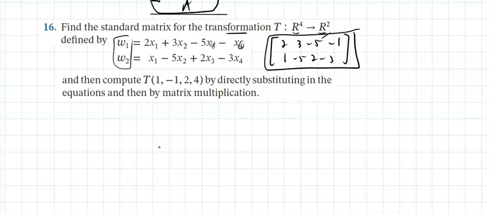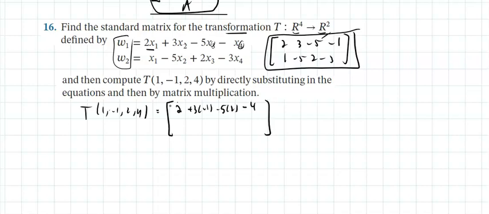They say, find the standard matrix, defined by this. Then compute: can you compute for me what's T of 1, negative 1, 2, and 4? Direct substitution. If I'm going to go by direct substitution, that would be 1 for x1, so that's 2 plus 3 times negative 1 minus 5 times 2 minus 4, and that will be W1.